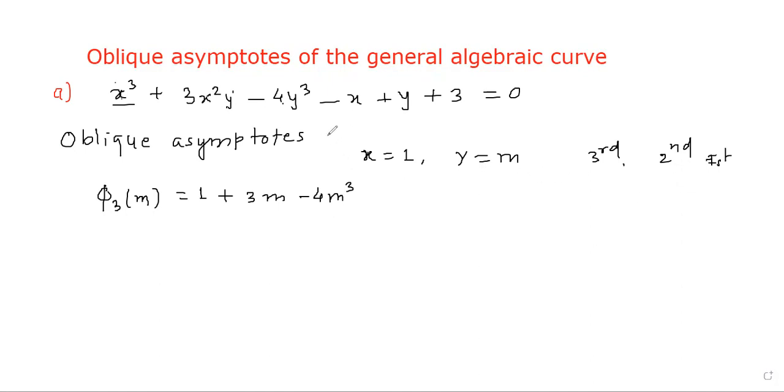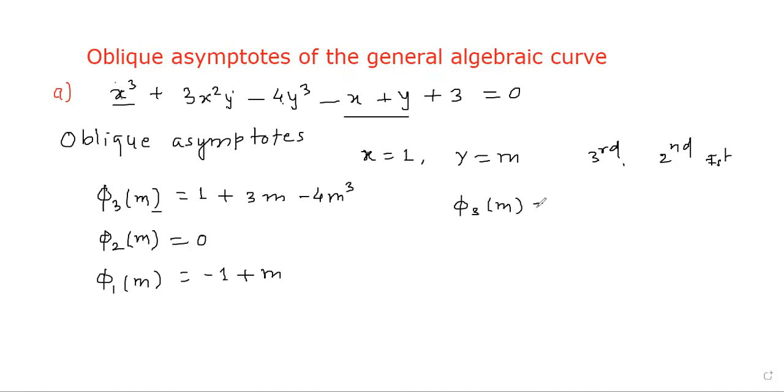Now we take second degree terms. Here second degree terms are absent, so we write phi 2m is equal to 0. Now first degree terms, only these two terms are there. So phi 1m, we write x equal to 1 and y equal to m, so minus 1 plus m. Now we put phi 3m equal to 0 to get the values of m, and those are the roots.